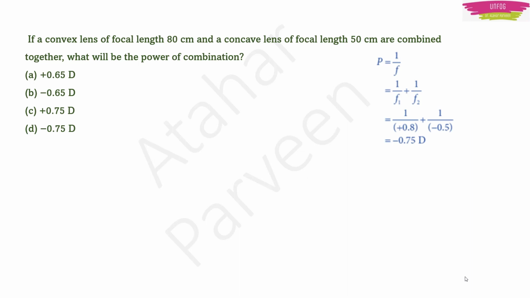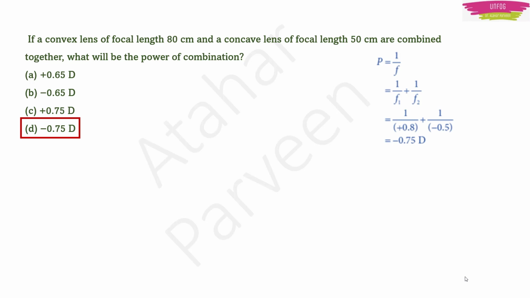Basically, I will have to subtract here. 1 upon 0.8 minus 1 upon 0.5 will give me minus 0.75 diopter. You can calculate this by taking the LCM. You calculate and let me know whether you are also getting minus 0.75 diopter or not. So here option D will be the right answer.